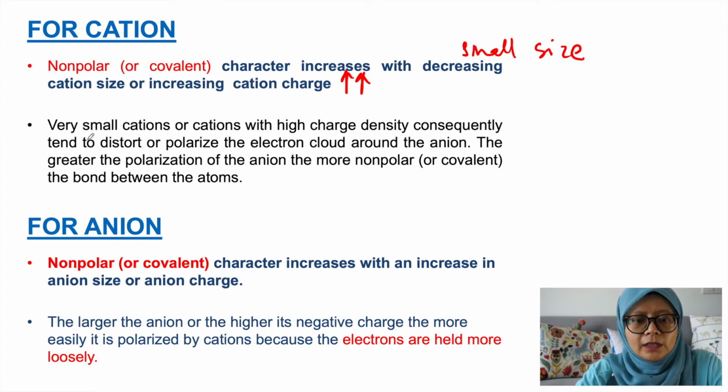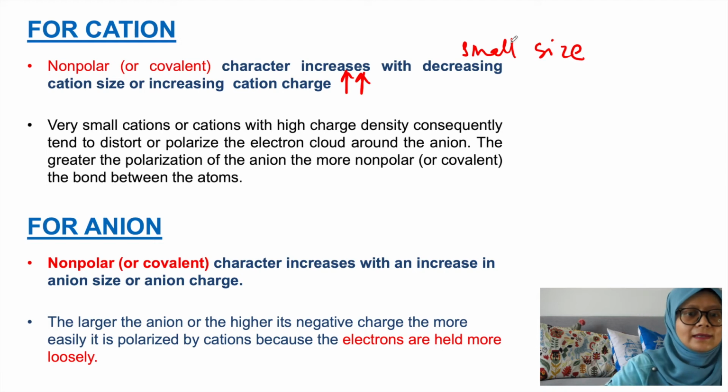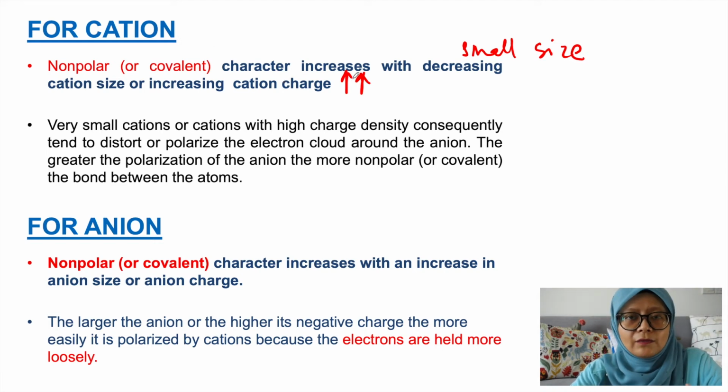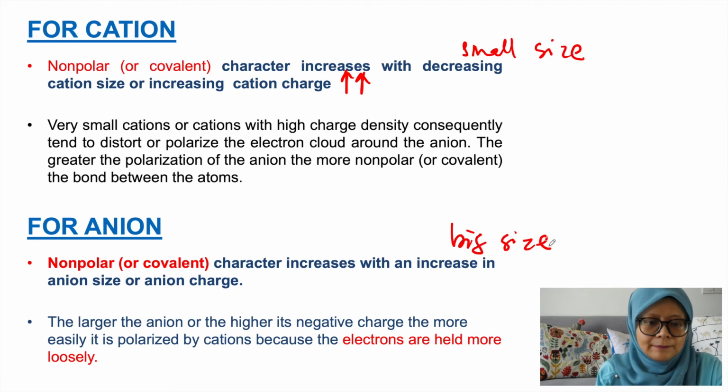cloud around the anion. Here, the greater the polarization of the anion, the more non-polar or covalent the bond between the atoms. Second one, we need to have a small size and increasing cation charge. And for the second one, we need to have a bigger anion size here, and a bigger anion charge.